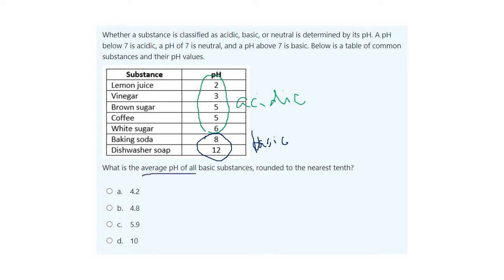What is the average pH of, now let's read carefully, all the basic substances to the nearest 10th? We're not asked what is the average of everything in this table. We're asked what is the average of the basic substances. The basic substances are the baking soda with a pH of 8 and the dishwasher soap with a pH of 12. So this would be 8 plus 12. We want the average, so we divide by 2. So the correct answer is D, 10.